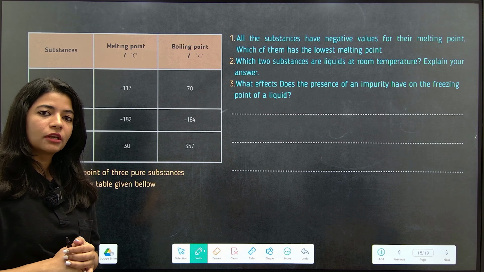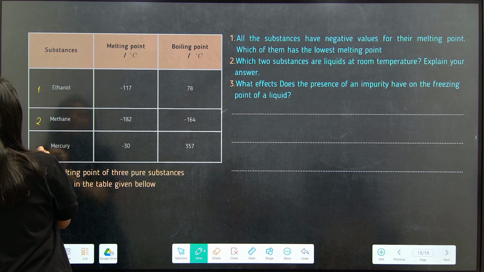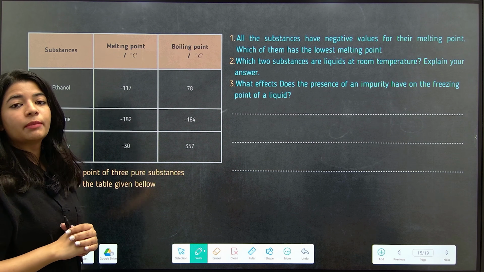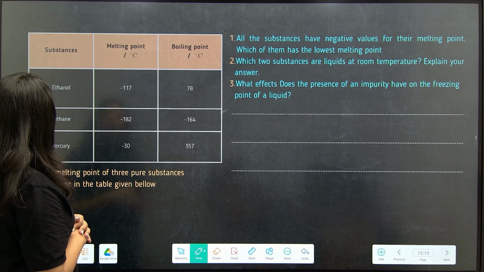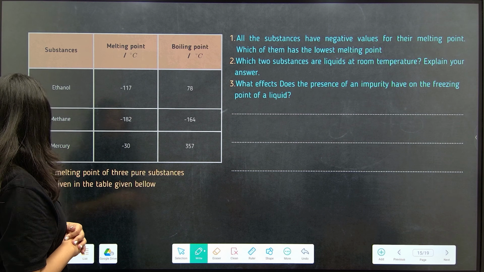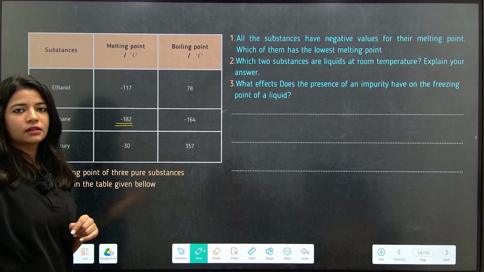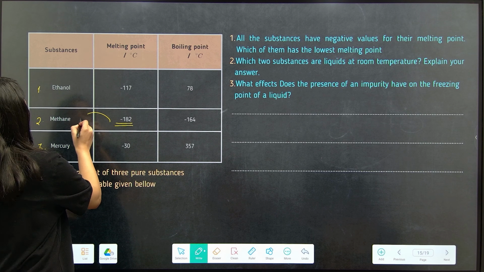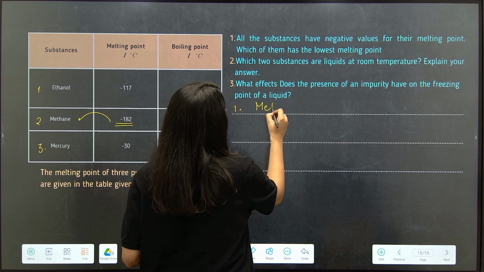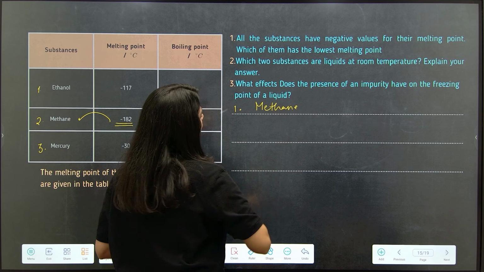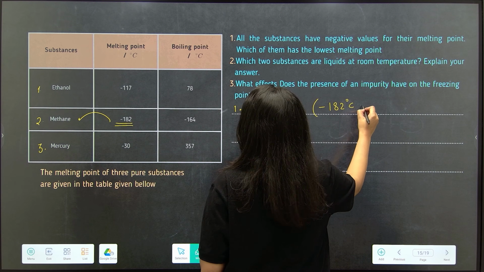The data has been given to you for the substances ethanol, methane, and mercury. Okay, the lowest melting point we have to check. For ethanol, the melting point is minus 117 degrees Celsius. For methane, it is minus 182 degrees Celsius. And for mercury, it is minus 30. So the lowest is minus 182 degrees Celsius, which corresponds to methane. So my answer for 1 is: methane has the lowest melting point, with minus 182 degrees Celsius.